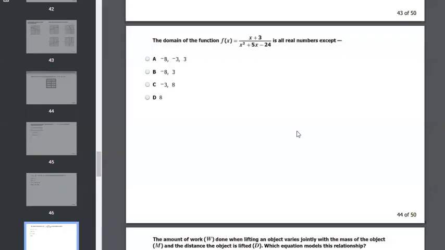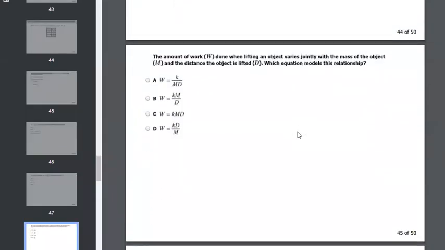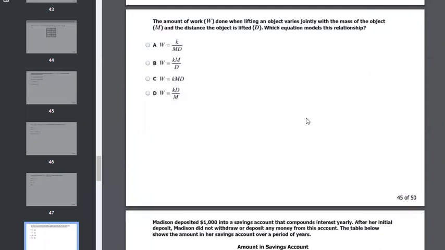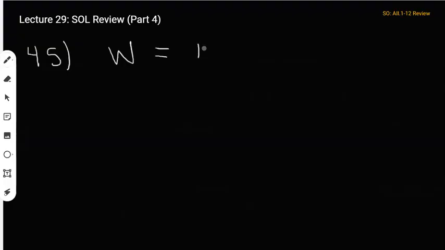Okay, let's look at 45. 45 is a variation problem. It says the amount of work, W. So I'm going to have W equals... varies jointly. So variation is going to require a K somewhere. Usually it's on top. So I'll just put W equals K.